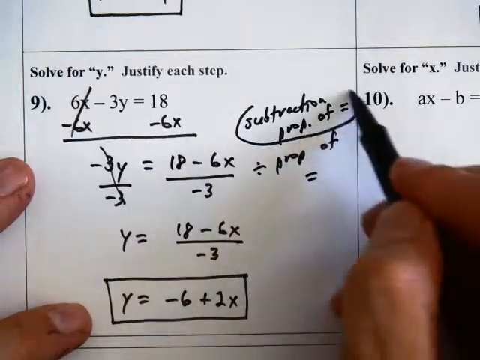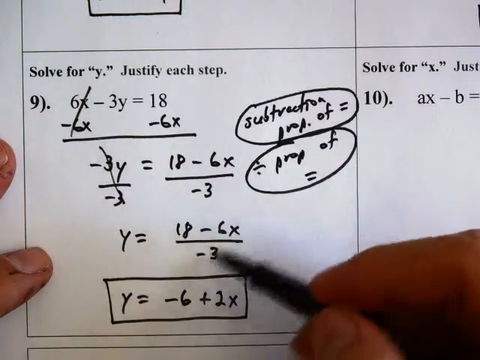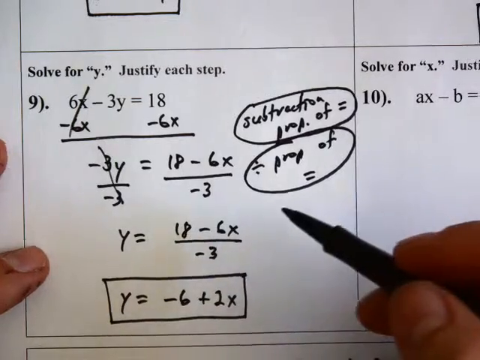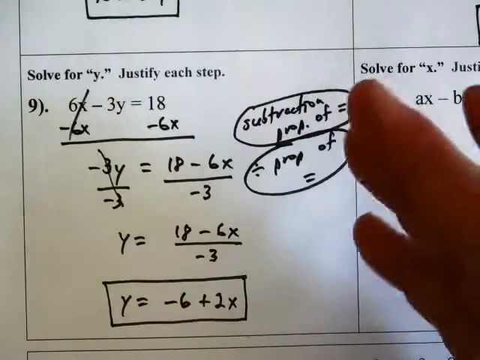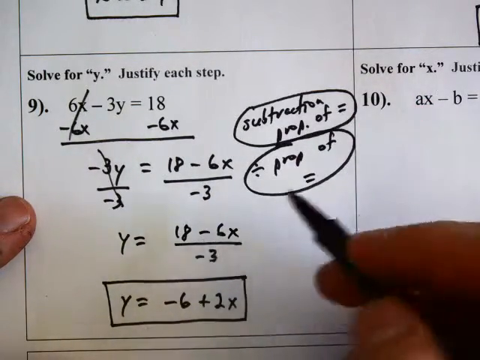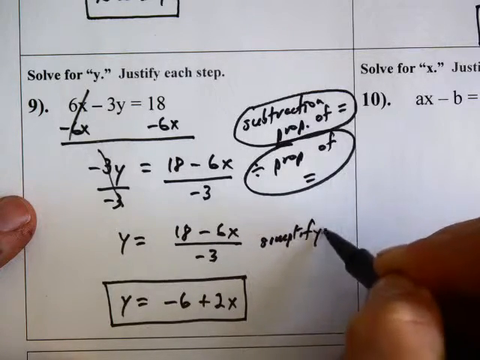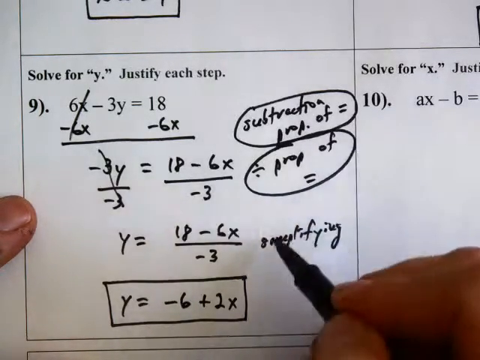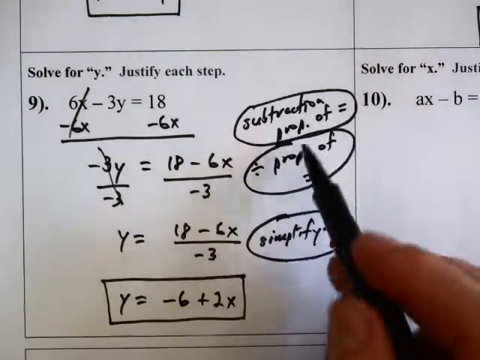So that's step 1. That's step 2. Now step 3, you can't say the division property of equality because that says you do something on both sides, which I did here and here. But here I'm just dividing the -3 in, and so that's simplifying. And that's actually a justification there. So there were 3 steps to this. 1, 2, 3.